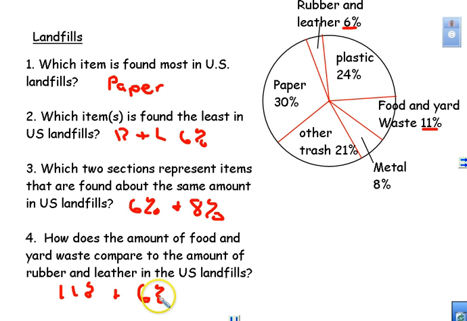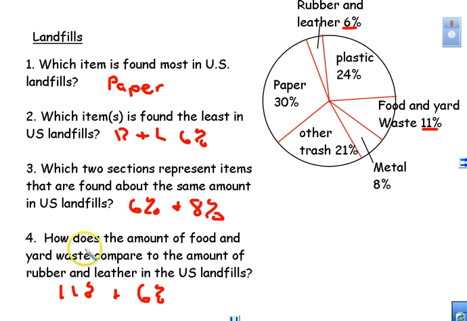So you can say that rubber and leather is about half that amount, or you can also reverse that and say that food and yard waste is about double, or twice, the amount that rubber and leather are. So probably the best answer to this, and again, it's saying to compare food and yard waste to the amount of rubber and leather.